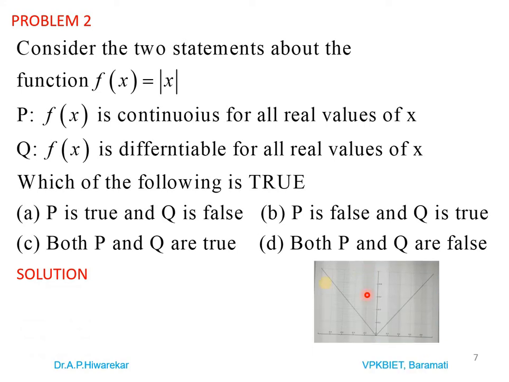Again, if you look at the graph of the function, it is exactly similar to the last example. This function f(x) is equal to mod x is continuous but not differentiable at x is equal to 0. So obviously our option is A. P is true means function is continuous. Q is false means it is not differentiable in this particular case. So we have answer as A.